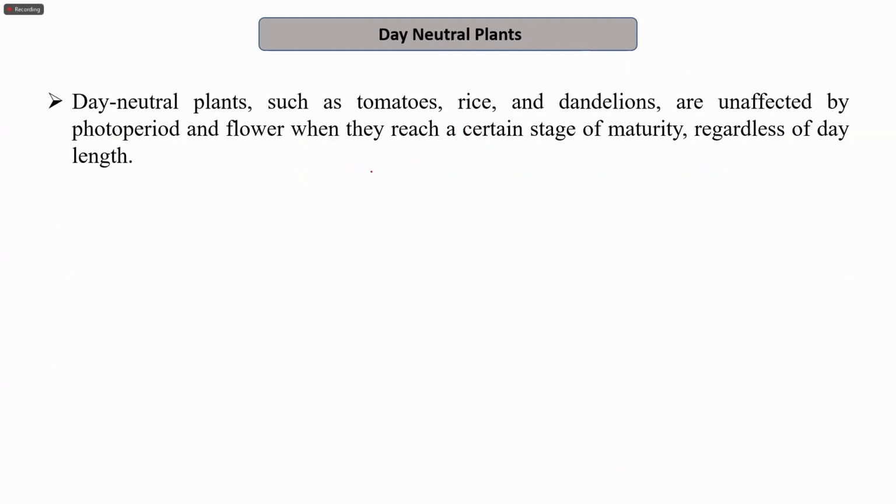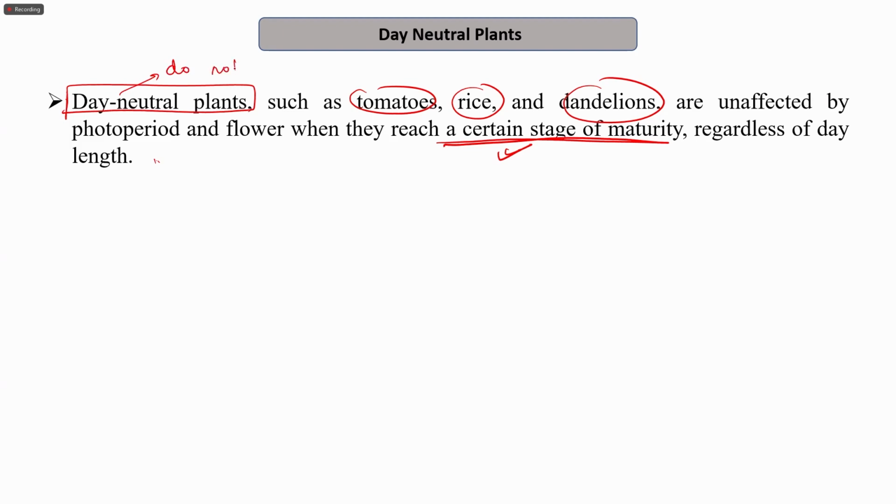Then we have day neutral plants. Day neutral plants such as tomatoes, rice, dandelions are unaffected by photoperiod and flower when they reach a certain stage of maturity. So only when they reach a certain stage of maturity, regardless of the day length, will they flower. So they are called day neutral plants. They do not get influenced by the period of light, how long the light is being exposed.